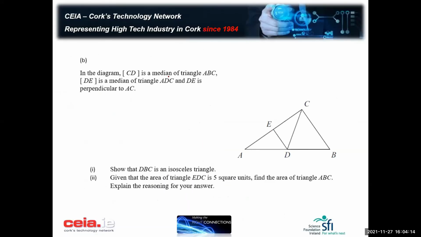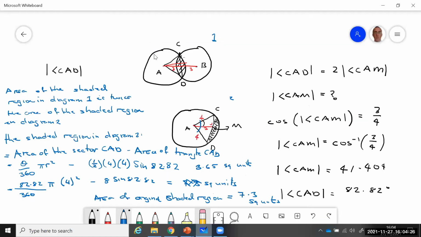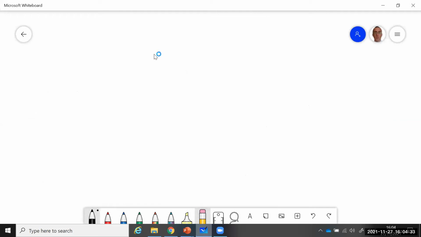So this question here is a bit of a thinker, and it involves medians. Okay. This is very much a geometry question. There's no real trigonometry here. So if I just clear that. So we have, what do we have?